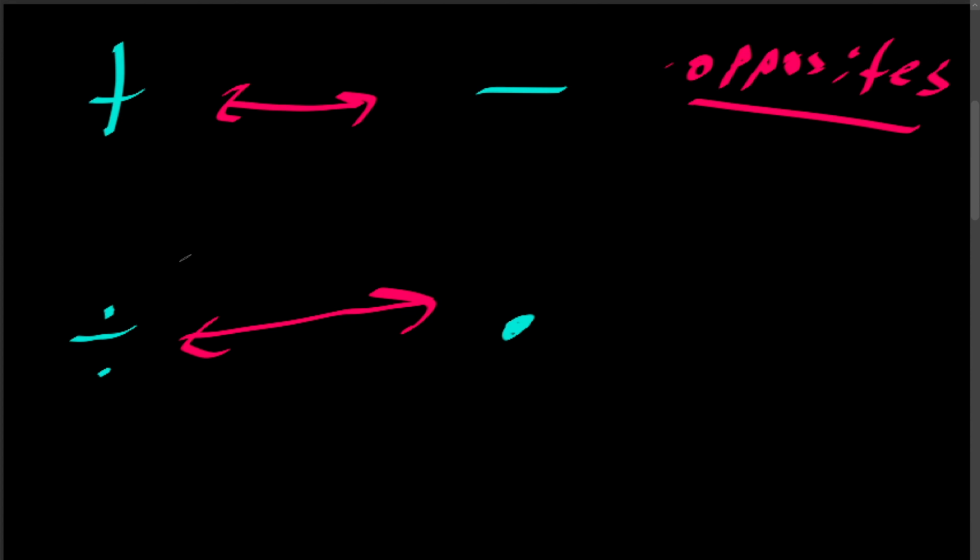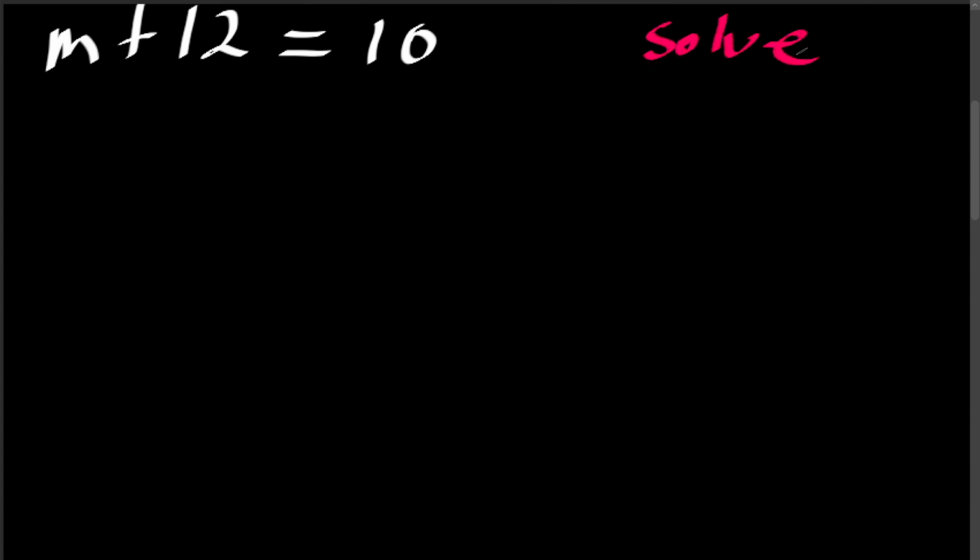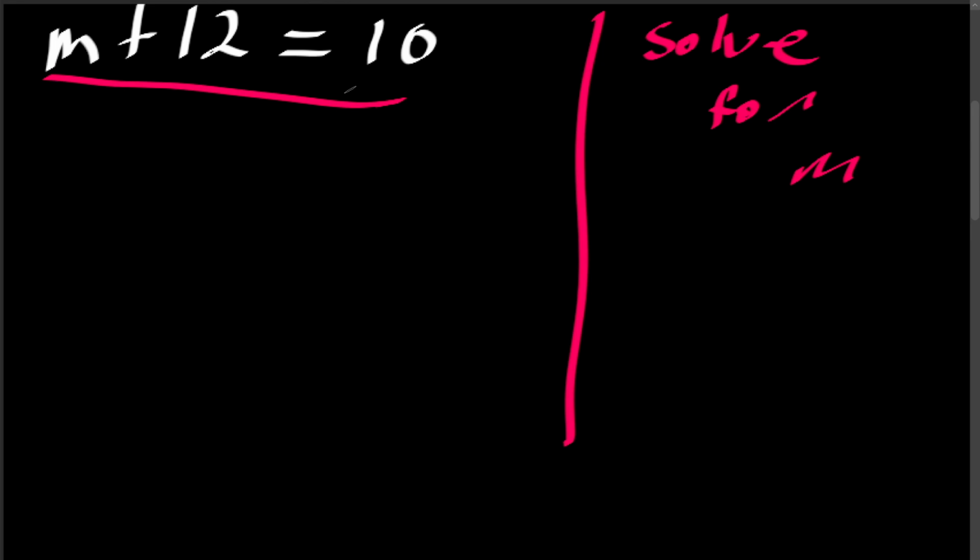Now let's put all this together and go through an example, and then I bet you'll be able to do some of these on your own. Let's say we have m plus 12 equals 10. The directions would say something like solve for m, or it may even just say solve. We want to solve this equation. It's a one-step equation because we can solve it in one step.